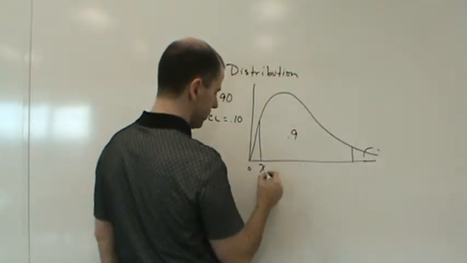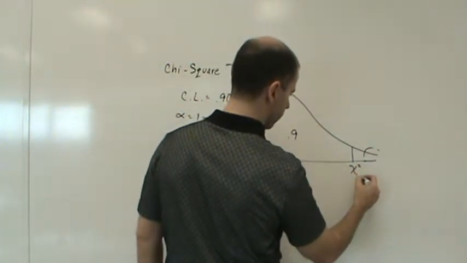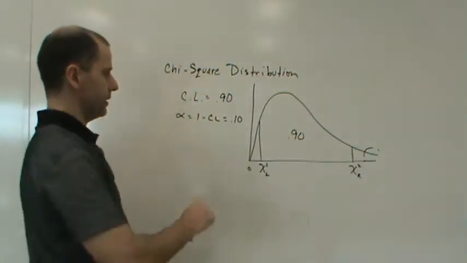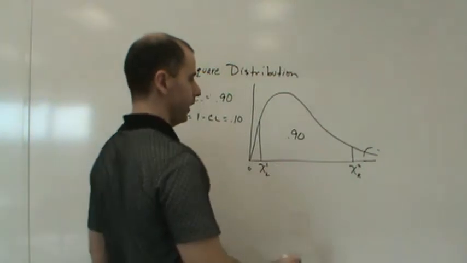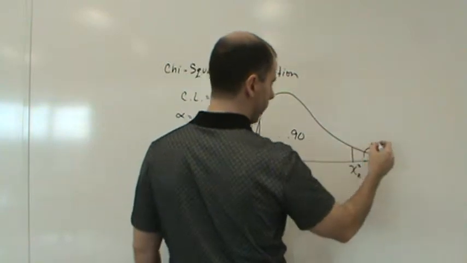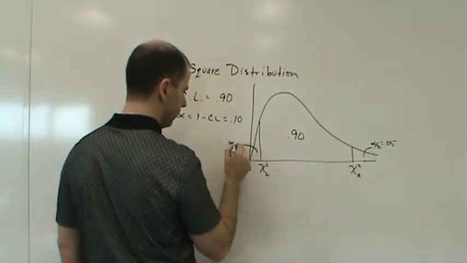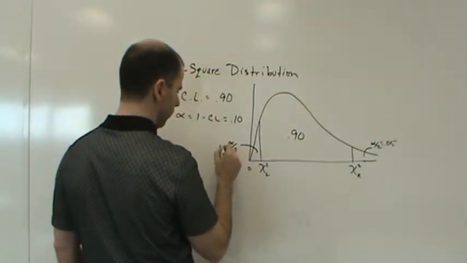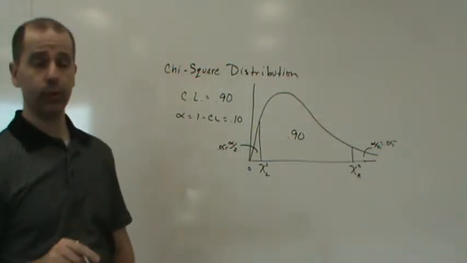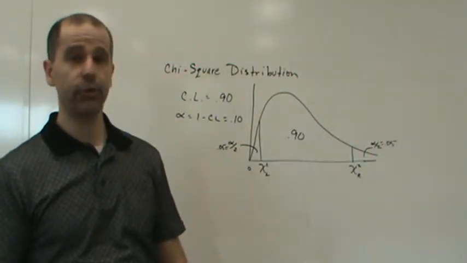And so between these two chi-squared values is 0.90. And then of course alpha is the area in the tails. So what do we do? We take half of alpha, and so that means 0.05 is here. And we take half of alpha here, and that's going to be 0.05. And so now we have what we need to find the critical value. The only problem is we have no function on your calculator to find it. You have to use the table.